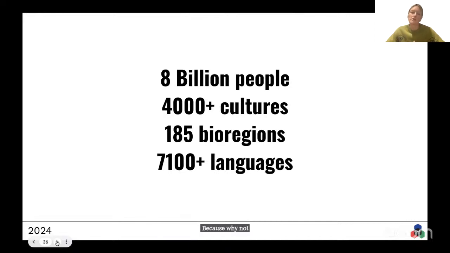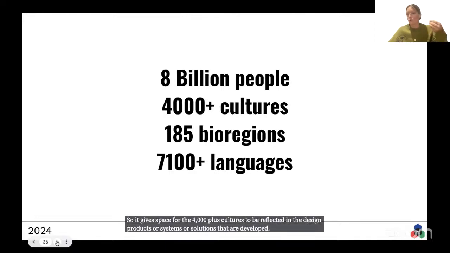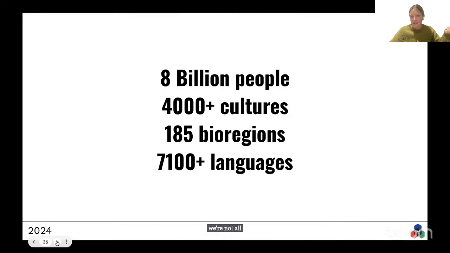Because there is no benchmark. There is no gatekeeping. It is not an opaque system. It becomes transparent and accessible. And we as designers are actually part of enabling that. So it gives space for the 4,000 plus cultures to be reflected in the design products or systems or solutions that are developed. We're not all having to wear the Nike high top. Even if we want to, we don't have to.